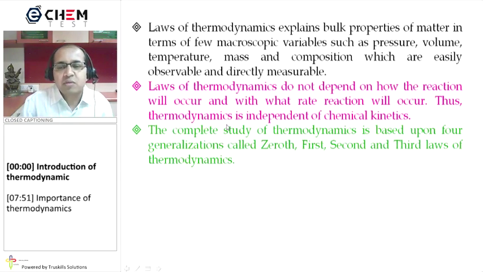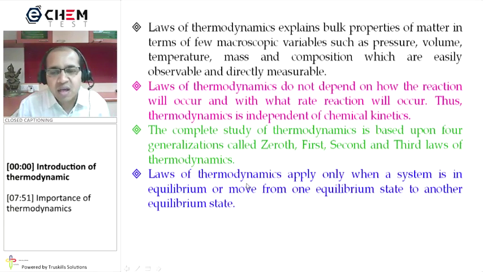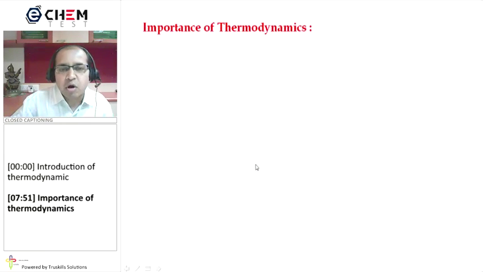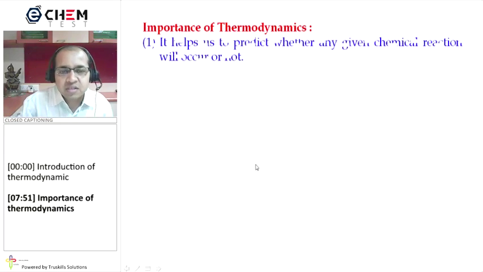The complete study of thermodynamics is based upon four laws: the zeroth law, first law, second law and third law of thermodynamics. Laws of thermodynamics apply only when a system is in equilibrium or moves from one equilibrium state to another equilibrium state. The main importance of thermodynamics is that it helps us to predict whether any given chemical reaction will occur or not.